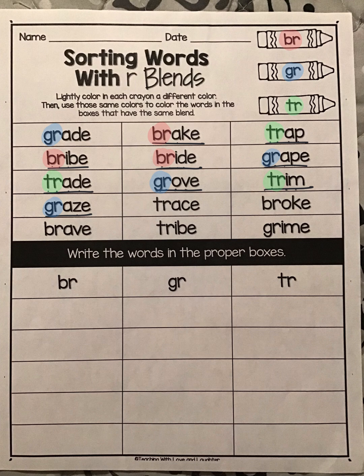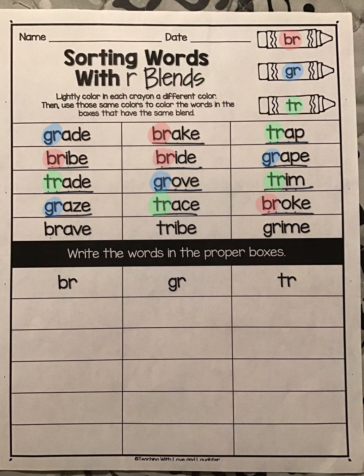Next word, trace. T-R-ace. Trace. With trace, I see TR, and I know TR is green. Tur. Then I have broke. B-R-oke. Broke. Broke has a BR initial blend, and that is red.